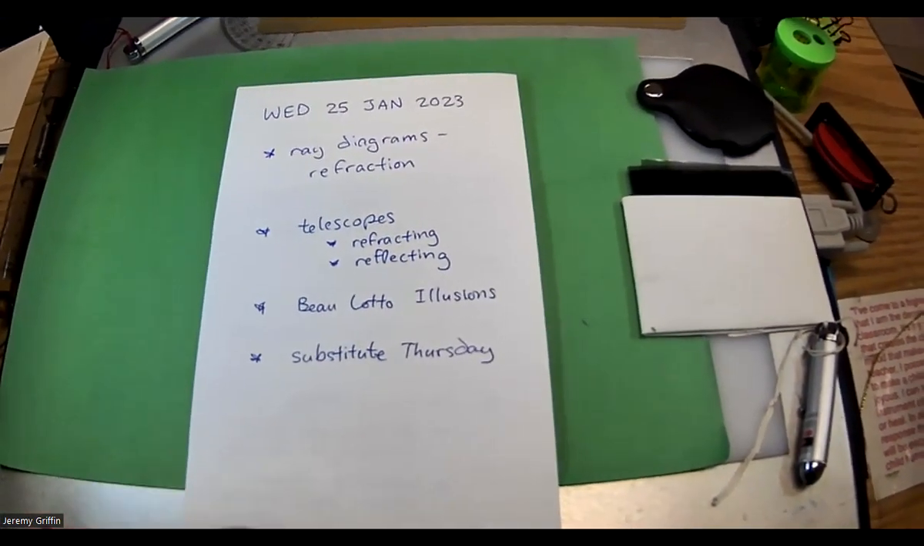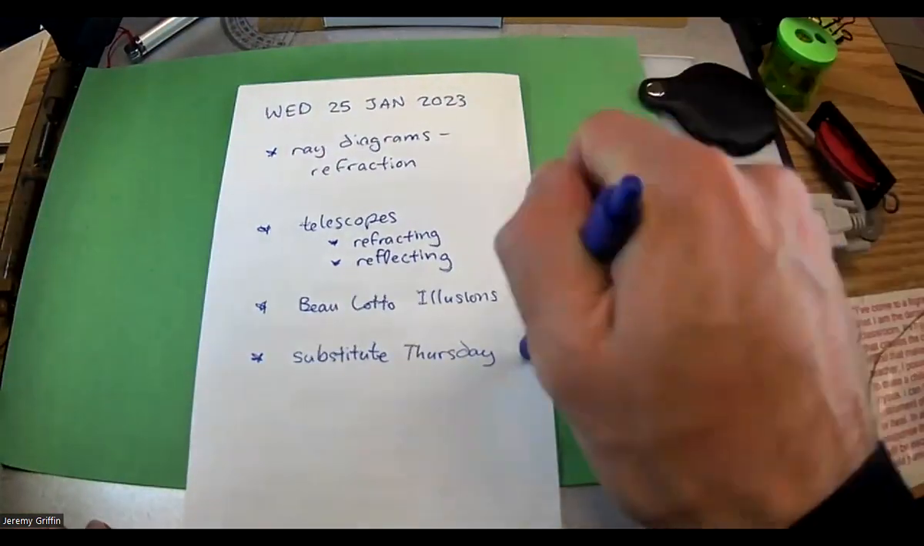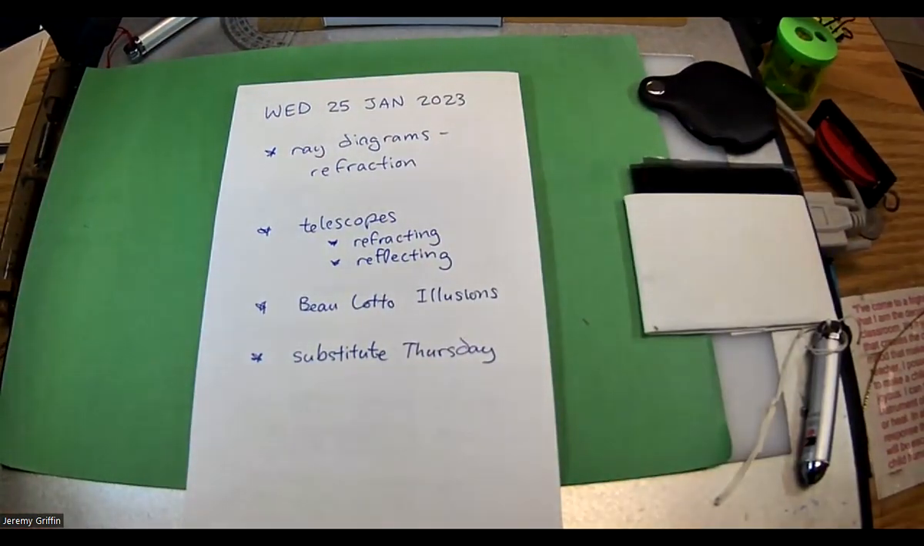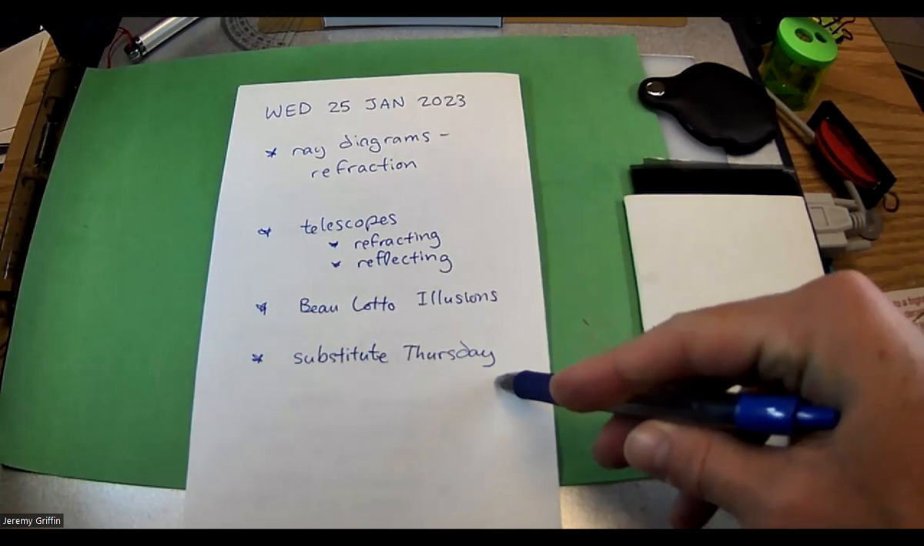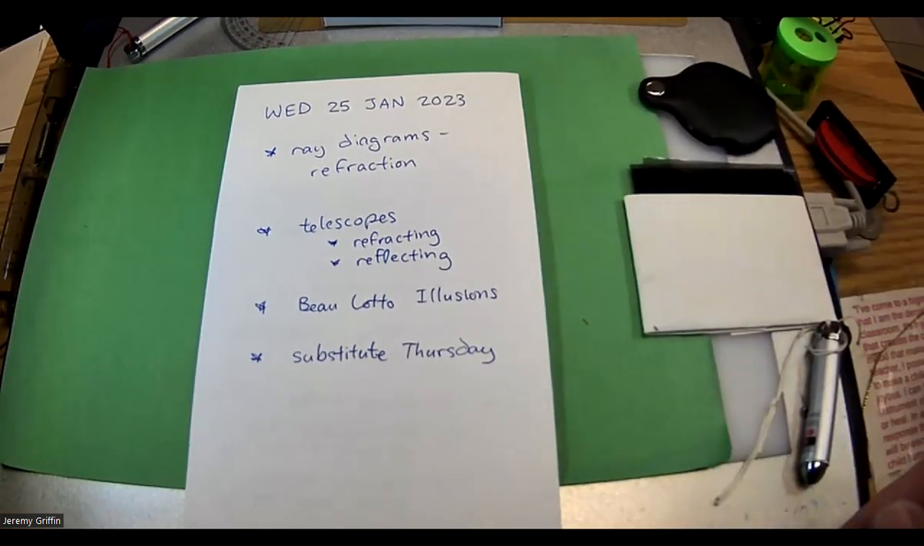And then in class, I've got some illusions for you guys. I'm not going to be here tomorrow. You guys are going to have a substitute. There's a professional development activity going on, so probably a lot of your teachers are going to be out tomorrow. So I'll have a set for you guys then.